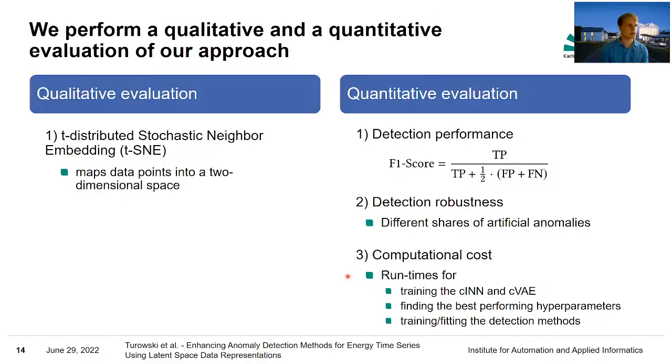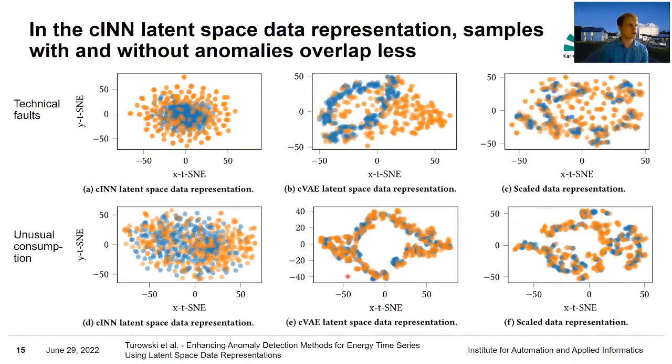So let's start with the qualitative evaluation. Here you can see the TSNE plots for 3 data representations. We focus on scaled in the following because unscaled performs quite similarly. You also see both groups of anomalies, technical faults in the top row, unusual consumption in the bottom row. And for all of these combinations, you see 300 random samples without anomalies shown in blue and 300 random samples with anomalies shown in orange.